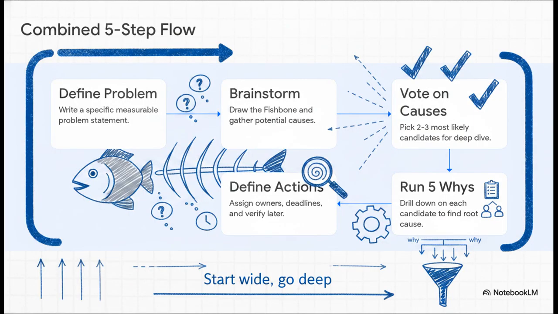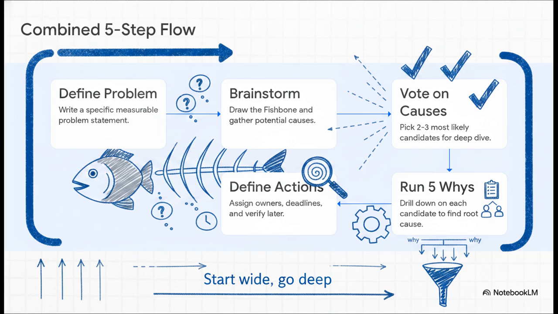Let's see how this builds into a highly practical 5-step sequence you can use with your teams tomorrow. Step 1, define the problem clearly. That's the head of your fish. Step 2, get everyone together and just brainstorm using the fishbone. You want to capture every possible cause here, completely without judgment. Step 3, have the team vote on the top 2 or 3 most likely candidates from that big board.